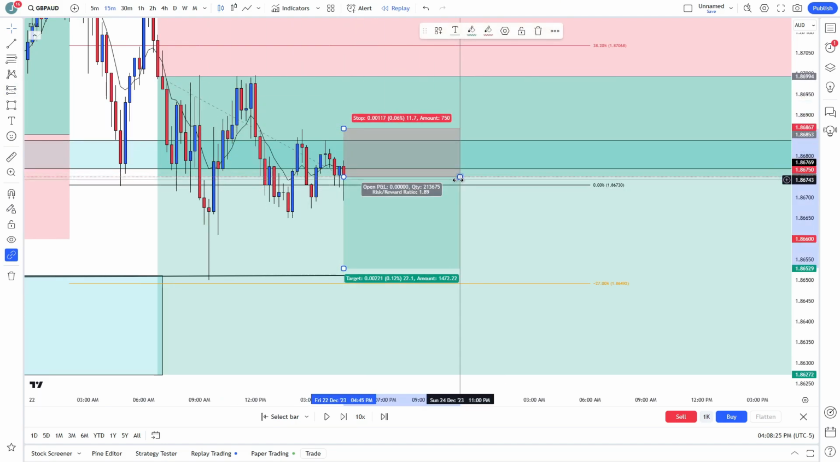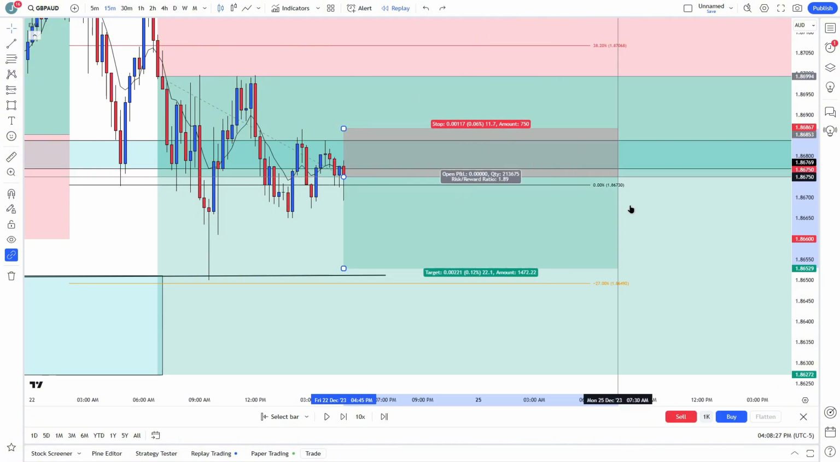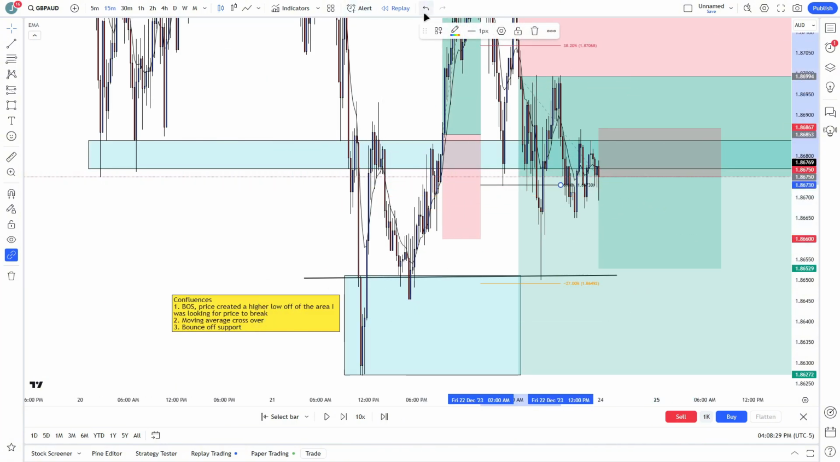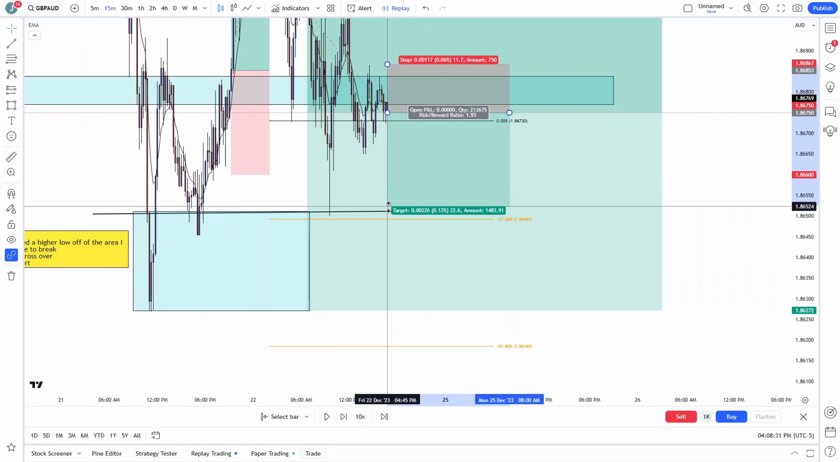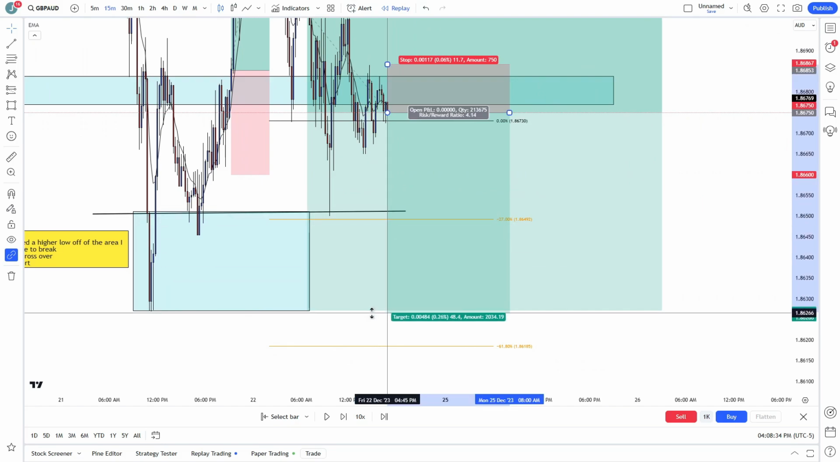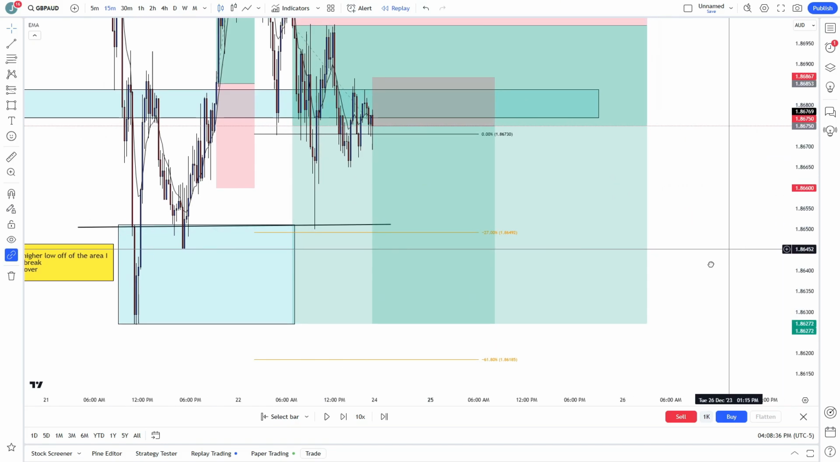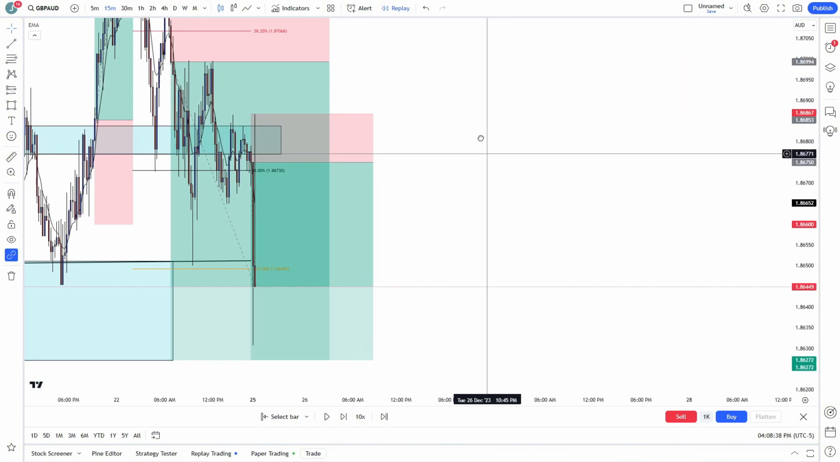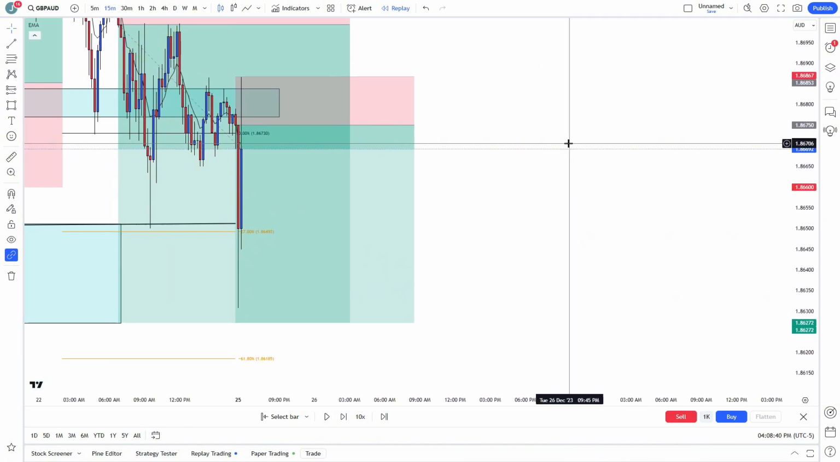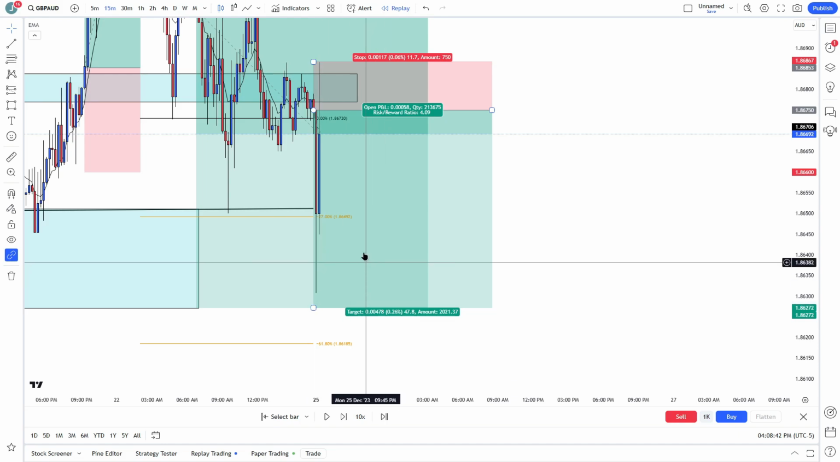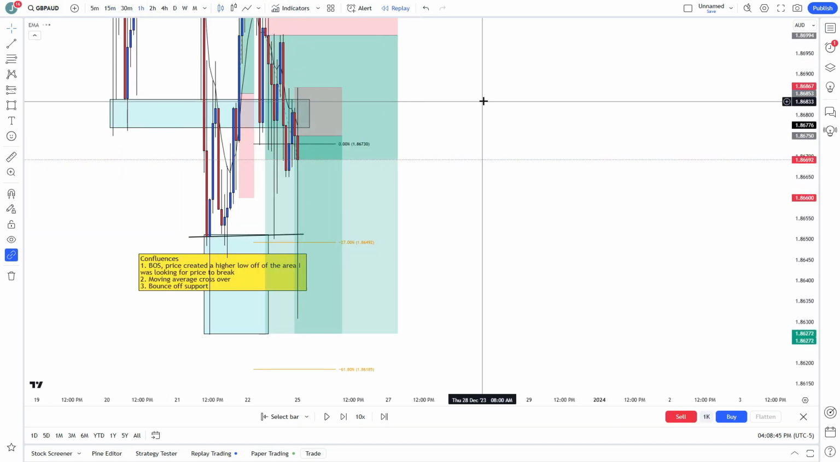Stop loss above here, pretty tight stop loss. I want a tight stop loss, minimize my risk. Take profit, gonna have it at the same area. And we'll wait to see what happens. And price goes all the way down and comes all the way back up.